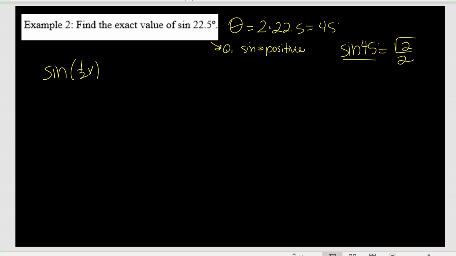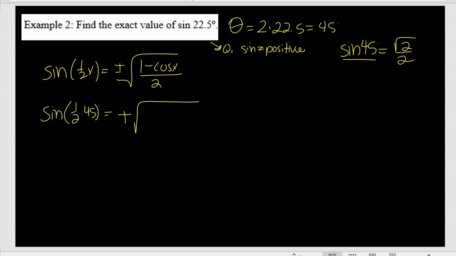Sine of 1/2 x equals positive or negative square root of 1 minus cosine of the angle all over 2. Let's substitute in our specifics for our problem. 1/2 of 45 degrees, sine of that is going to give us a positive square root of 1 minus cosine of 45 degrees all over 2. Oh wait guys, we need cosine of 45. That's okay. Cosine of 45 degrees is also the square root of 2 over 2.